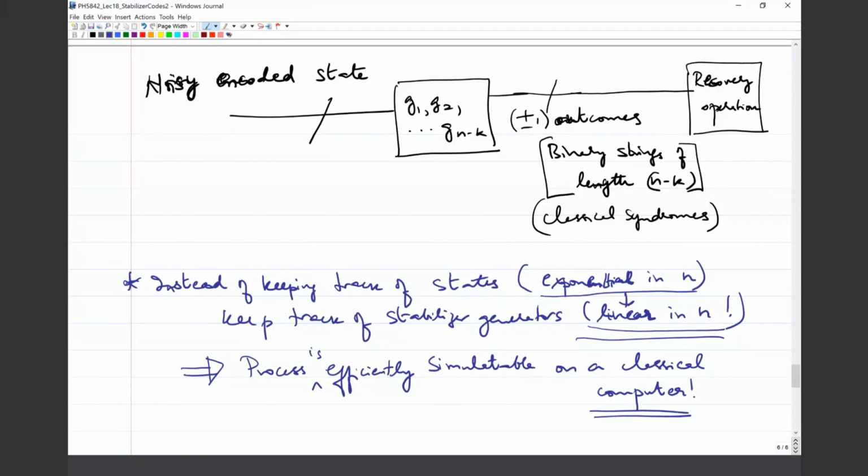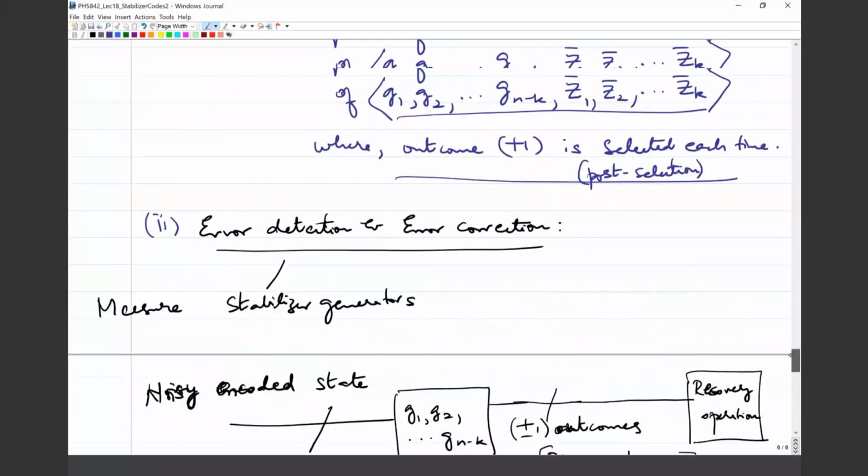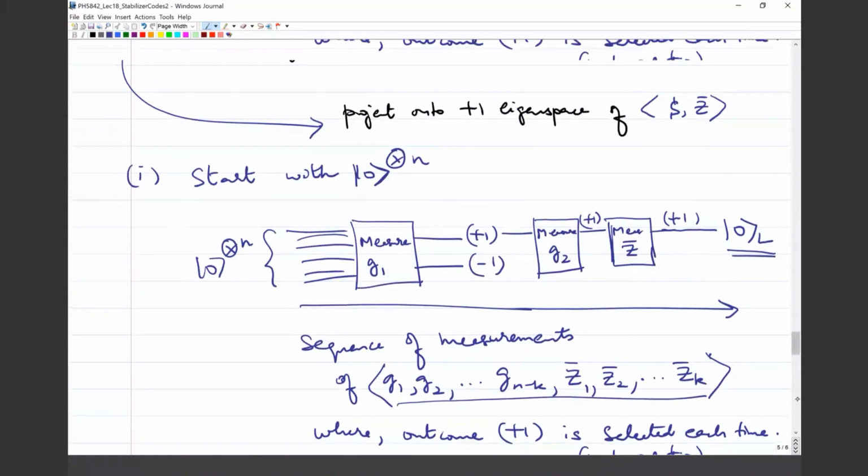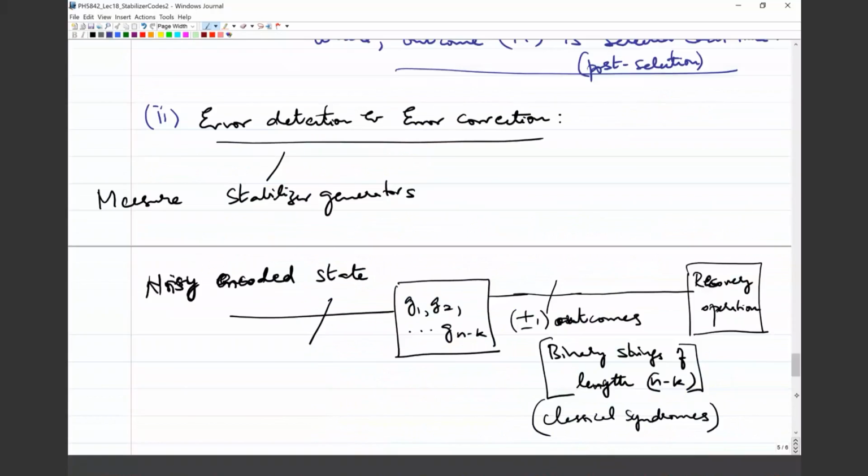But this is not the last word, because I have not told you yet anything about gates, right? I've told you about the encoding or the preparation, which involves, again, a linear number of measurements, again keeping track of plus minus 1 outcomes at each stage, right? And the decoding process, again, is a number of measurements which is linear in n, and once again keeping track of plus minus 1 outcomes there, right?